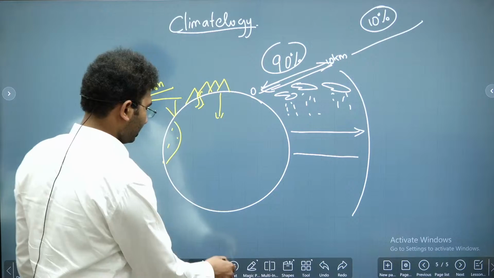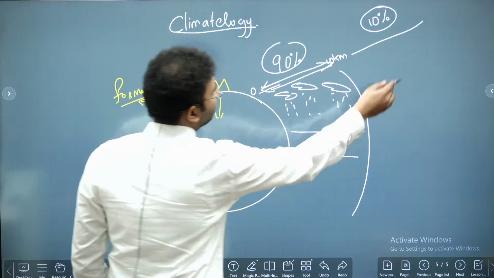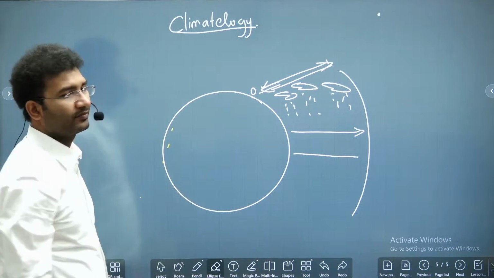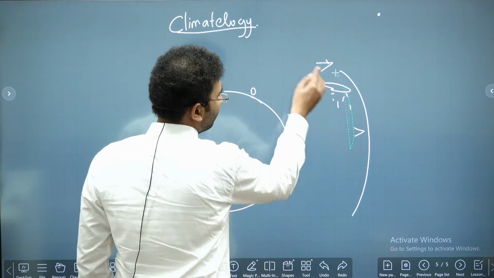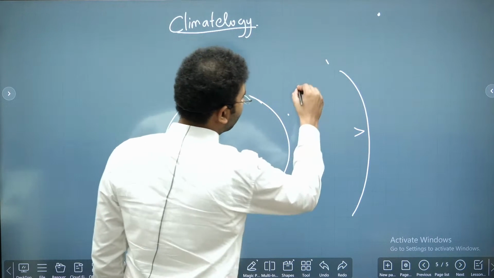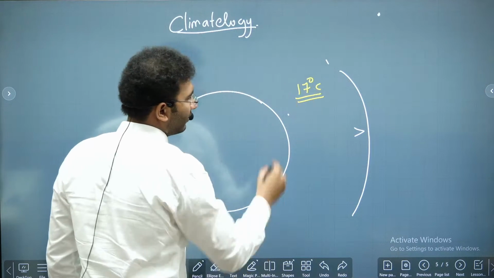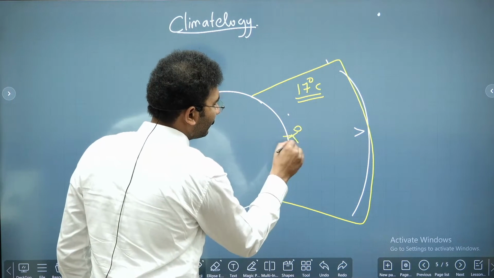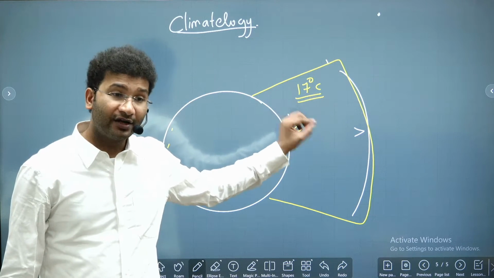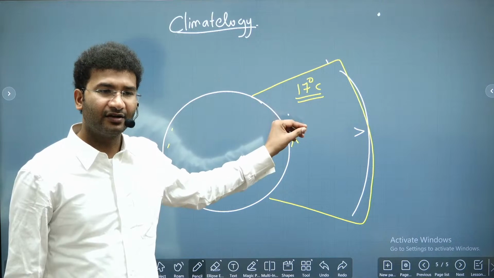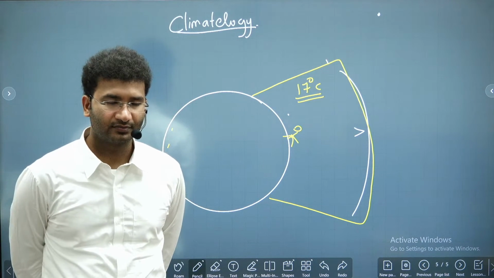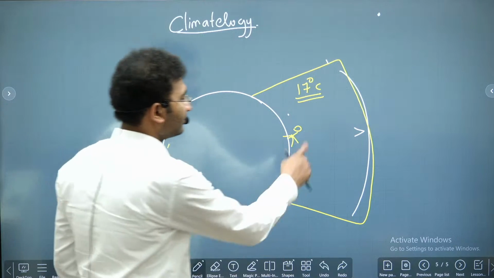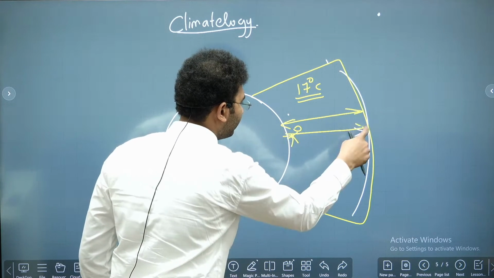But how did the temperature of the atmosphere get attained to one particular area? So my question here is, suppose your hometown has a temperature of 17 degrees Celsius, or if you are living here, your temperature would be 17 degrees Celsius. How is this temperature attained at this place? By what mode? Anyone in the online? How do you think this particular area has a temperature of 17 degrees?